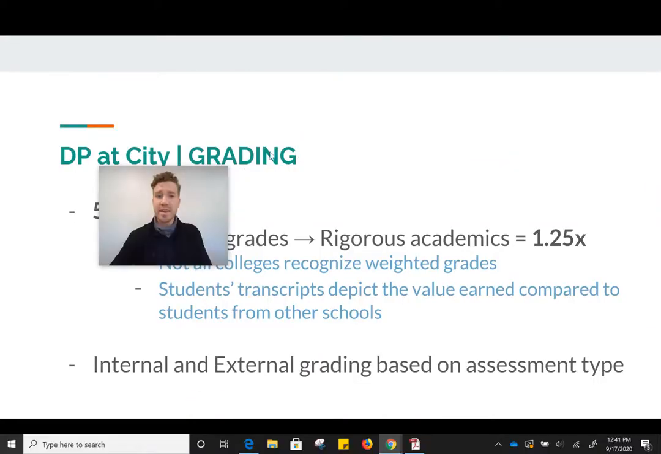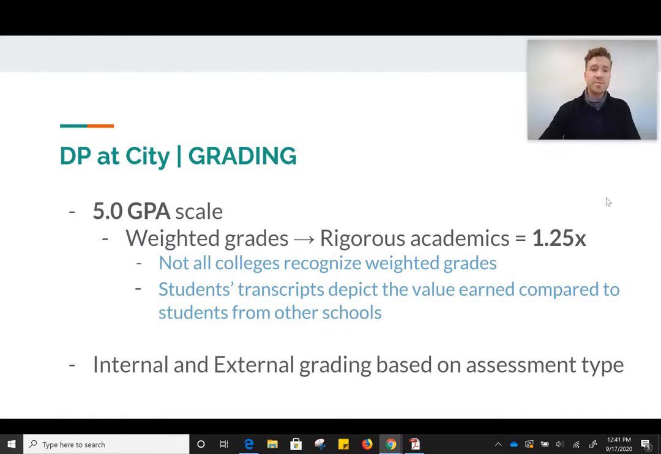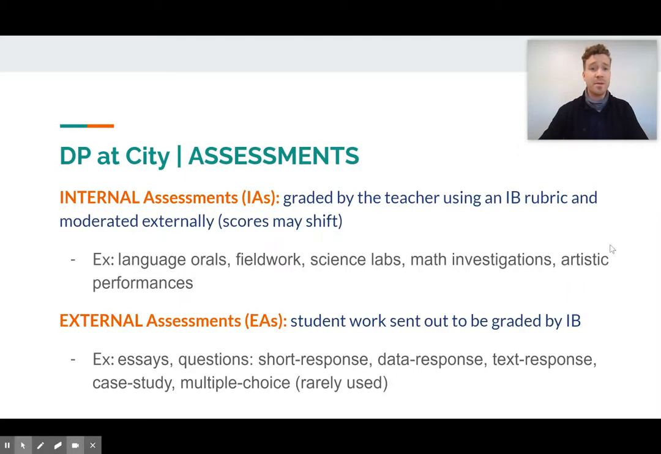Now, a bit for the grading at City. DP students work with a 5.0 GPA scale. We use weighted grades because of the rigor of our IB curriculum. Not all colleges recognize these weighted grades, but it will appropriately show up on your students' transcripts. We have internal and external grading systems based on assessment type, and we will talk about that more right here.